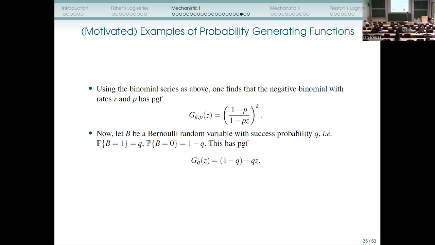I take a coin, I flip it. It's not a fair coin, so it isn't 50-50. With probability q, it comes up heads. I'll call that a 1. With probability 1 minus q, it comes up 0. Tails, that's my 0.